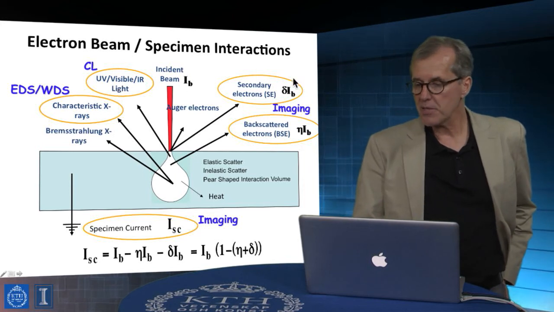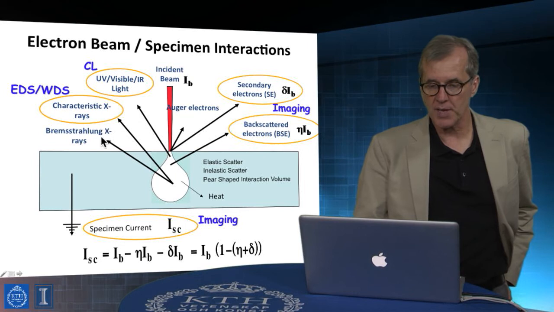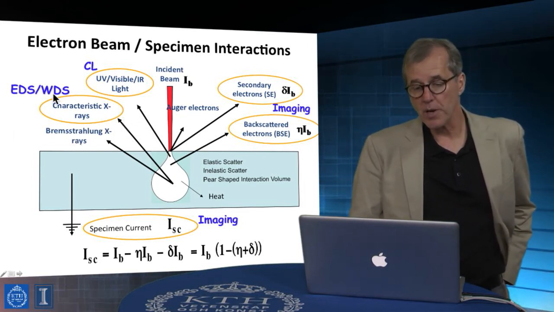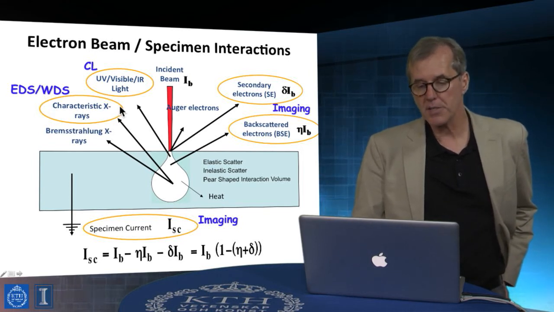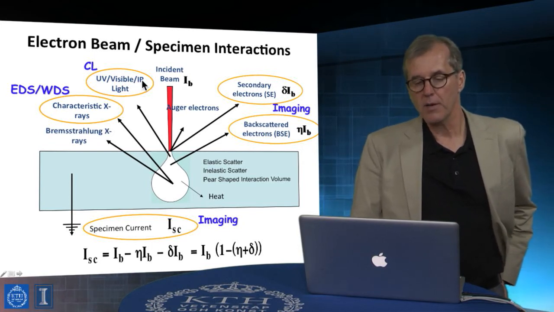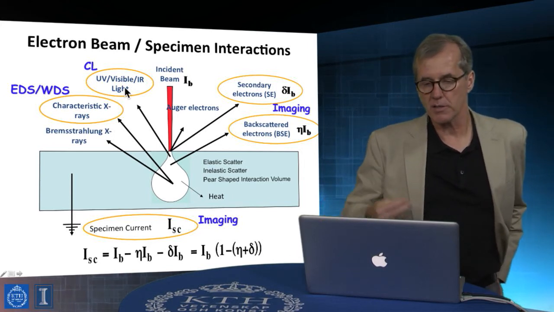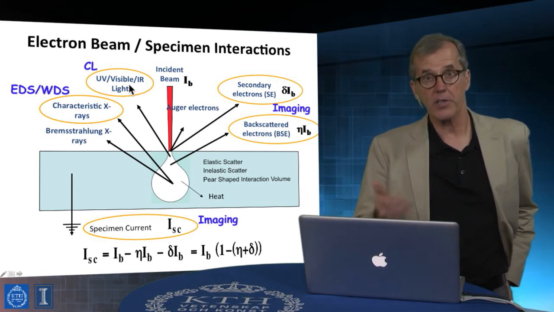So these electrons are used to do imaging. These electrons are used to do surface analysis. And the X-rays are used to perform elemental analyses. And the ones emitted at UV to visible to infrared wavelength regions, which correspond to bound states of electrons in a solid, those are used to characterize features of electronic structure.